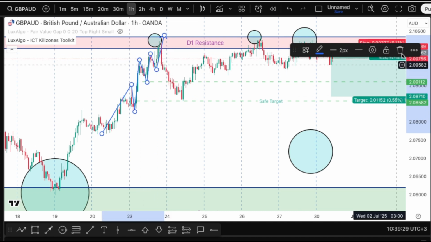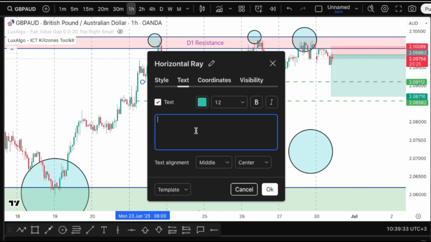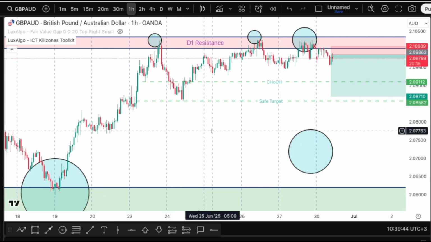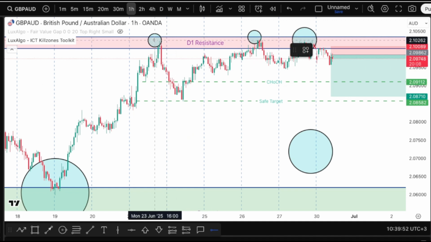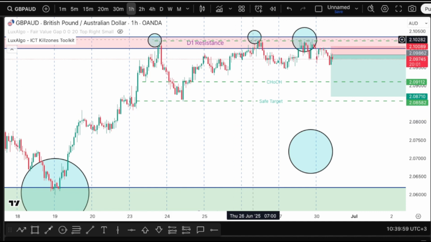Let me just remove this line. So there was a change of character at this position, here on H1. You see, already I'm starting to see the signs that the price may go bearish at least. But again, the price came after the change of character and attempted to take out this high. It failed. There is no confirmed close above this zone. Failed for the first time.